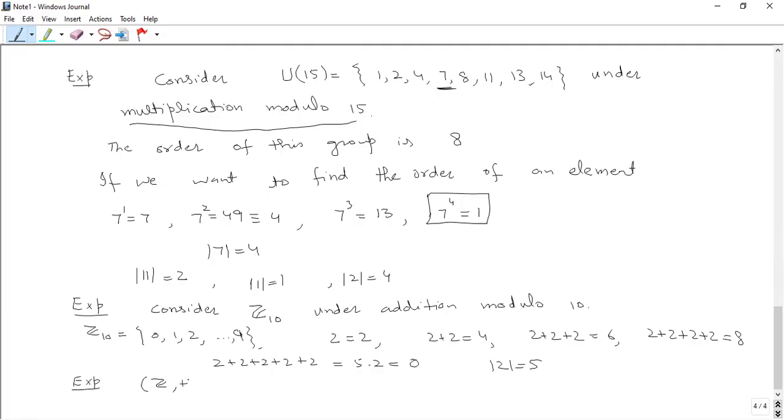Set of integers is a group under addition, and clearly the order of this particular group is infinite, and every element which is of course non-zero element has infinite order, because it is not possible to get 0 by adding any integer repeatedly with itself in usual addition.